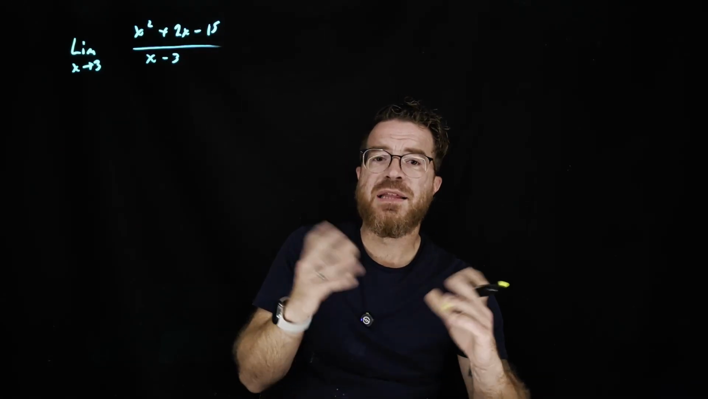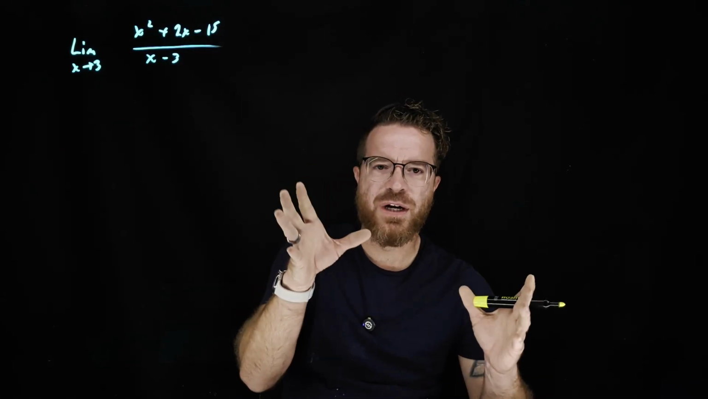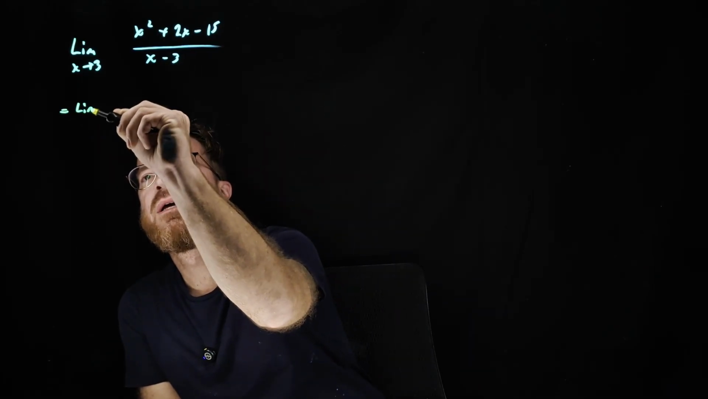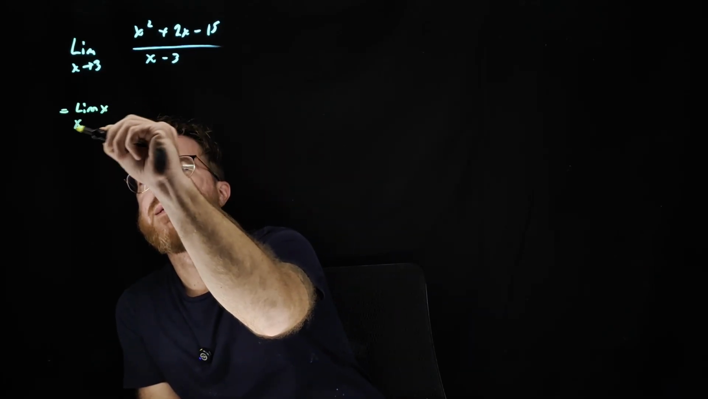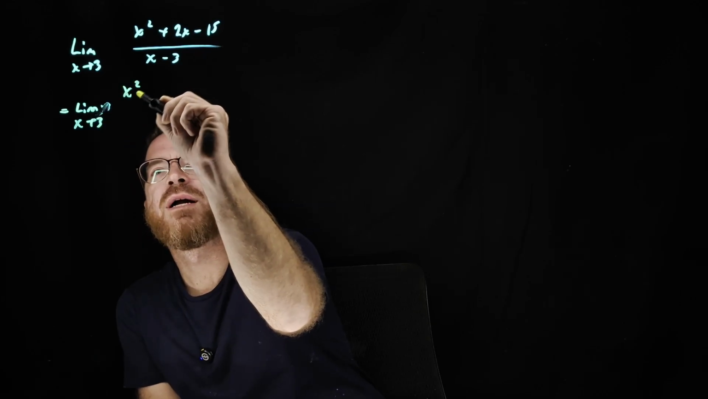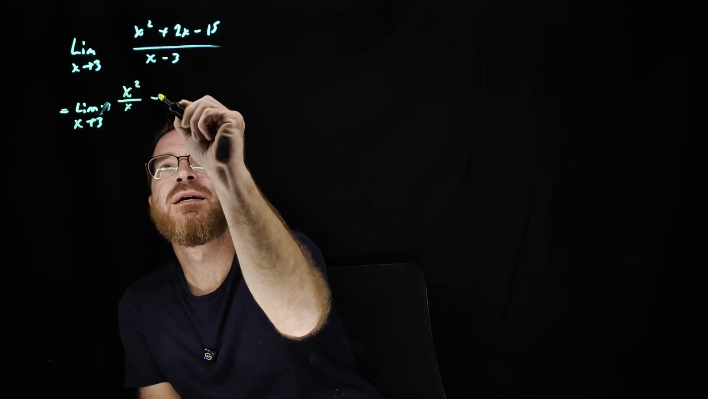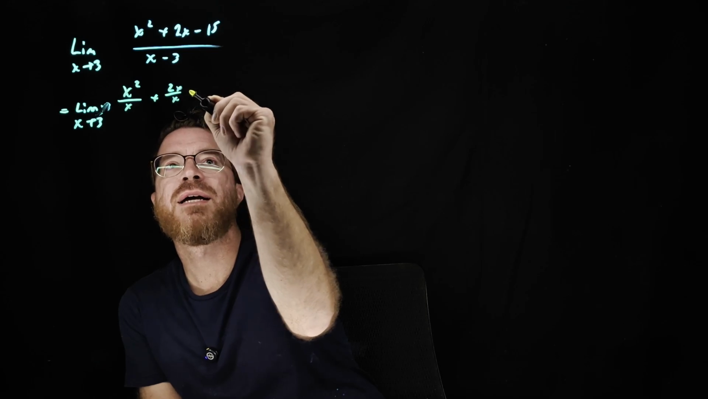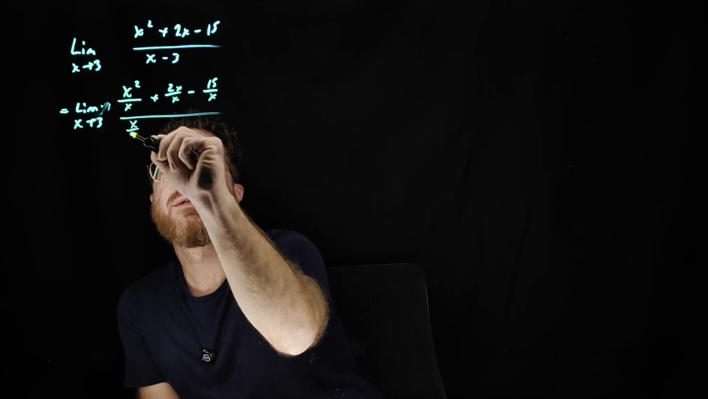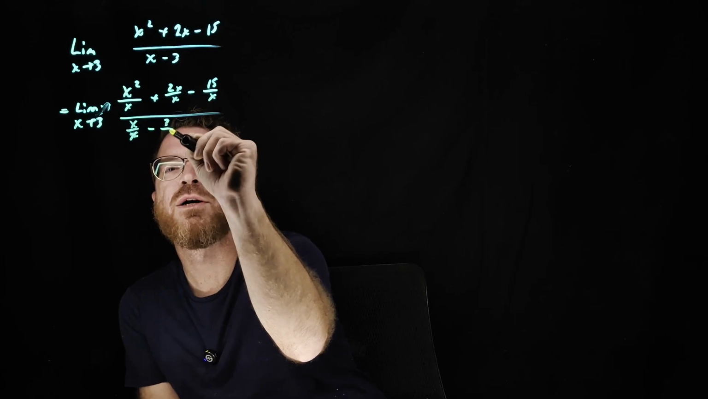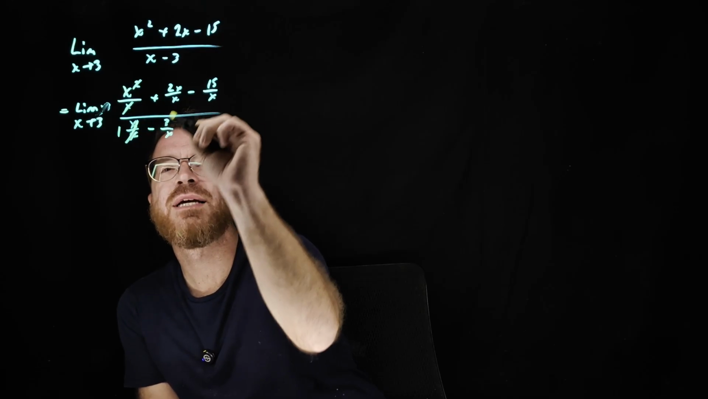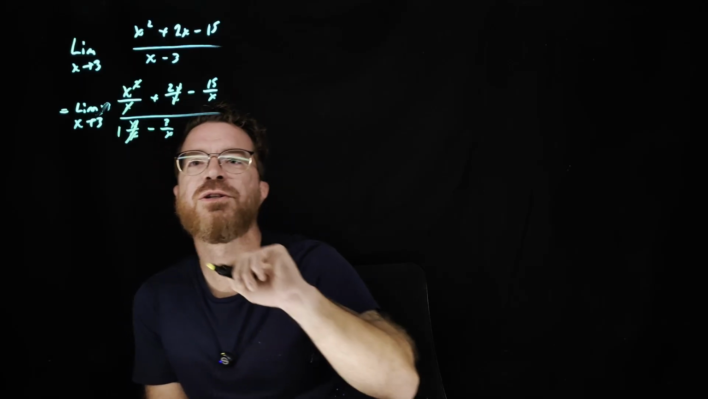So before we do anything, let's actually do that trick. Let's actually solve it first that way. So we're going to do our limit as x approaches 3, x squared divided by x plus 2x divided by x minus 15 divided by x, over x minus 3 over x. This is going to cancel and give me 1. This is going to cancel one of these x's. This is going to cancel and leave me with that 2.